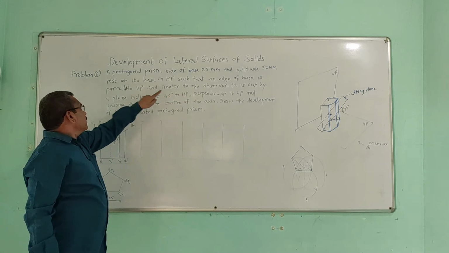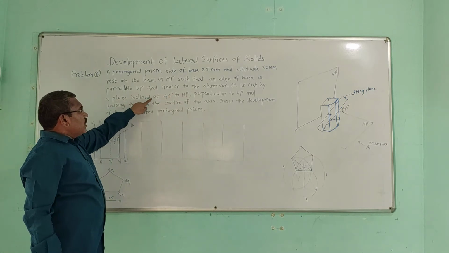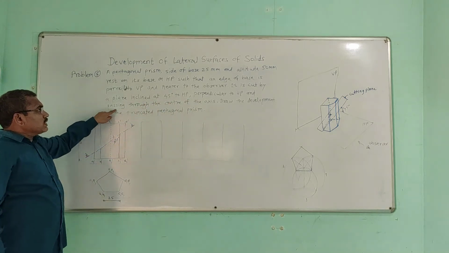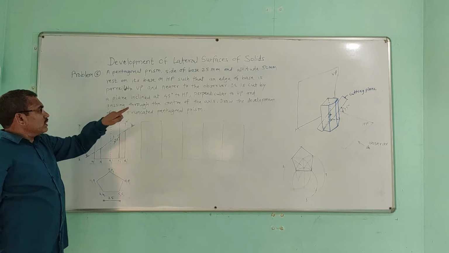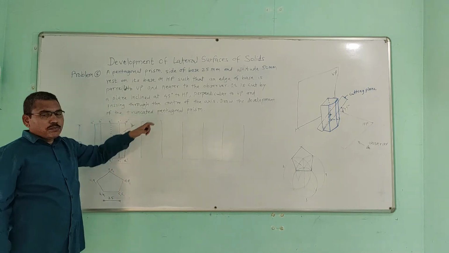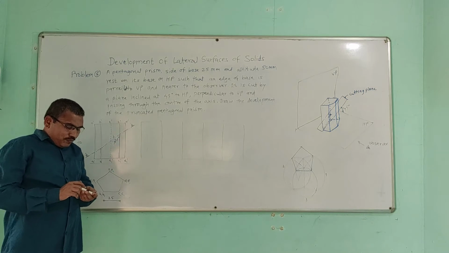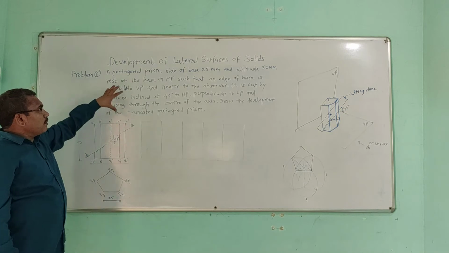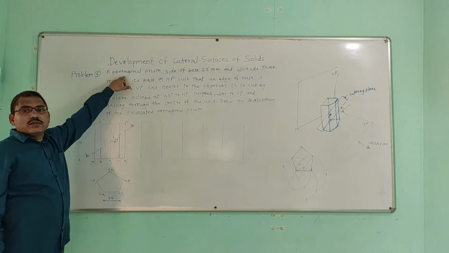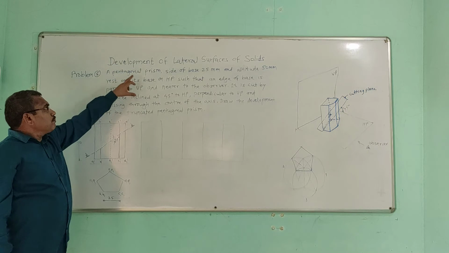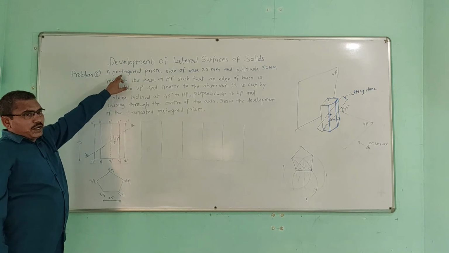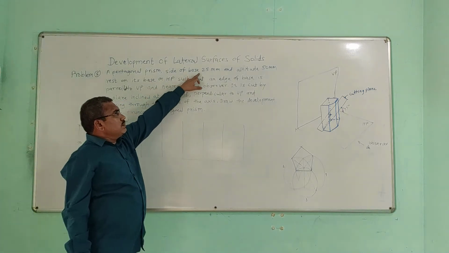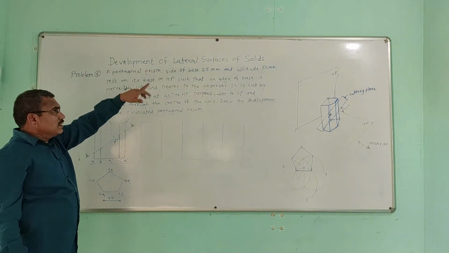It is cut by a plane inclined at 45 degree to HP and perpendicular to VP and passing through the center of the axis. Draw the development of truncated pentagonal prism. This is the statement. Now, as per our earlier problems, this problem is also a problem on development of prism. Now, which prism? A pentagonal prism. For this pentagonal prism, the dimensions are given: base edge 25 mm, height of axis 50 mm.